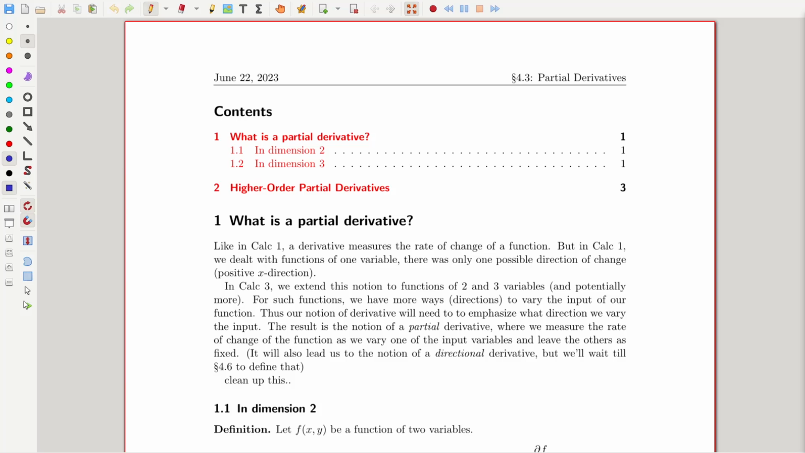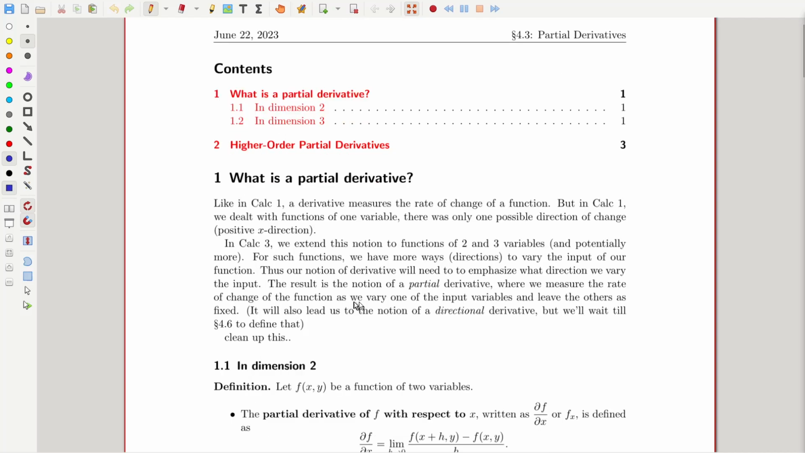Okay, we're going to be talking about a rather important topic, the partial derivative. This is one way of extending our notion of derivative from Calc 1 to Calc 3. There's going to be another related notion called the directional derivative that is built on top of the partial derivative. But we're going to start here with the partial derivative.